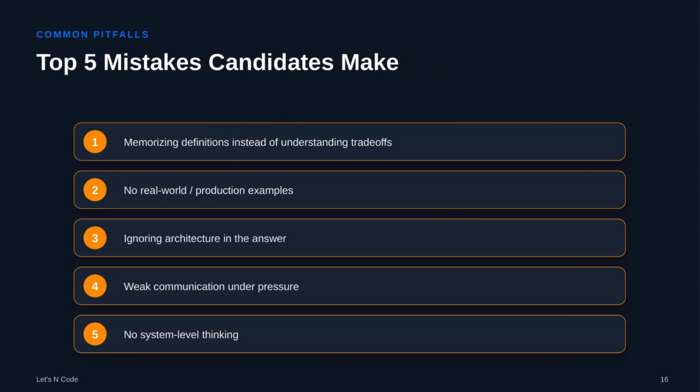Before we wrap up, let's talk about what actually sinks candidates who know this material. Memorizing definitions instead of understanding trade-offs. Having zero real production examples. Ignoring architecture entirely. Communicating poorly under pressure. And having no system-level thinking. Fix these 5, and you're already ahead of most candidates in the room.